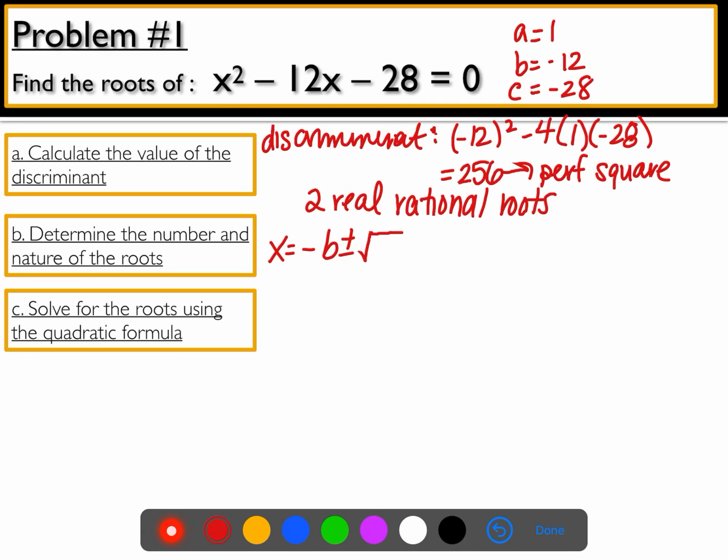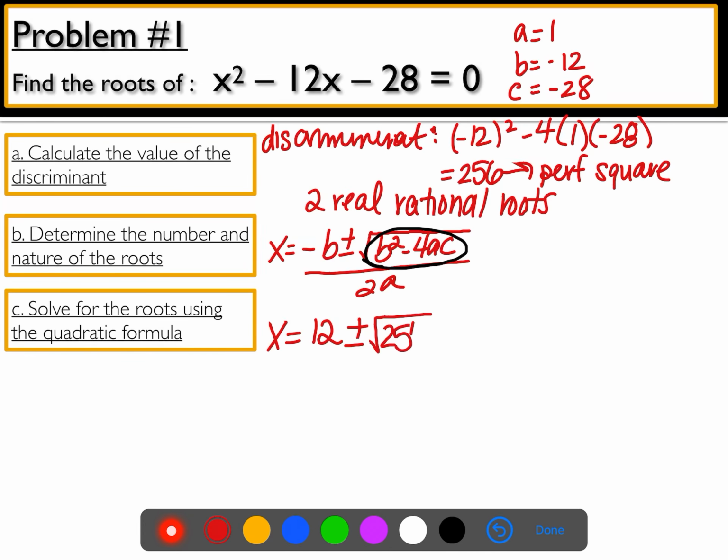Now, the nice thing about doing the discriminant first, when I then go to solve the quadratic formula, I have already evaluated what's inside the square root there. So I just have to add on those values from the outside. So opposite of my b value is going to be a positive 12, plus or minus, I'm going to put in that 256 and then times 2a on the bottom. So that's 12 plus or minus square root of 256 over 2.